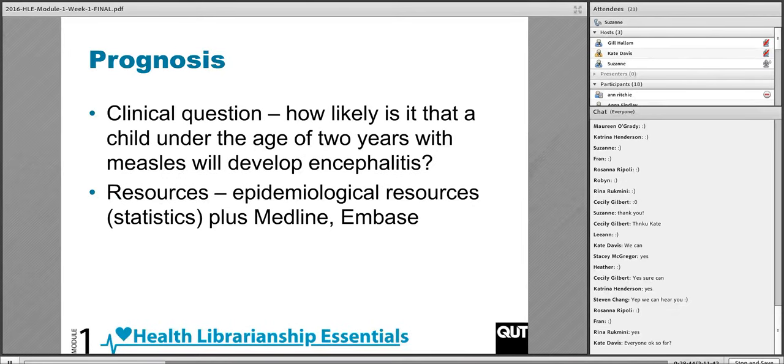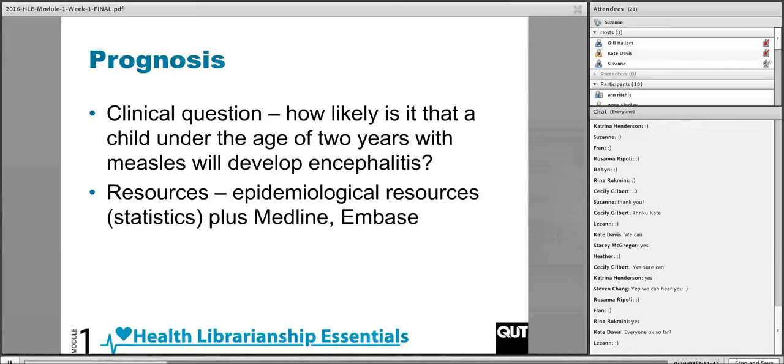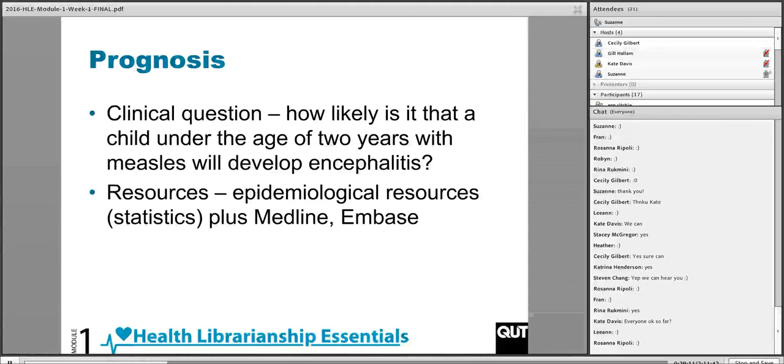If we return to our example of measles, a clinician would need to know how likely it is that a child suffering from measles would go on to develop encephalitis. They would also need to know whether the likelihood varies depending on the age of the child and the mortality rate, or the death rate, for measles-related encephalitis. And the epidemiological information resources we discussed earlier would provide the answers to these questions. Plus, the health librarian may be asked to search for research articles as well in the biomedical databases.